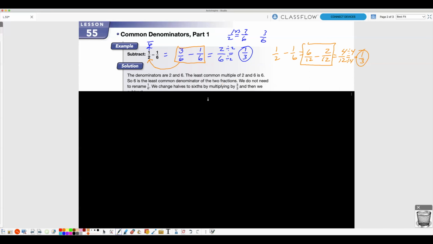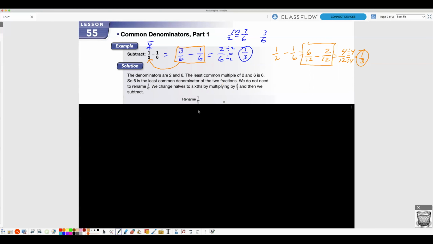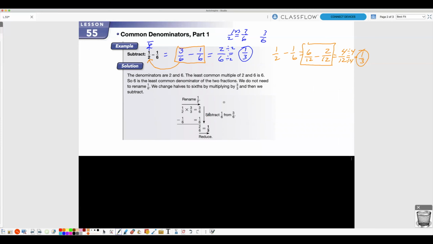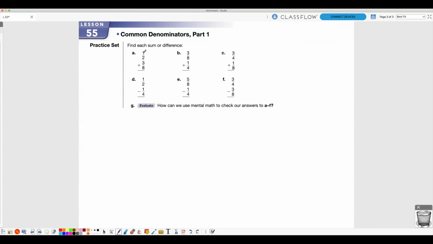But we do not need to rename the 1/6 in this case. We can change halves into sixths by multiplying by 3/3, and then we subtract. So renaming it, like I said before, 3/6. So then it'd be 3/6 minus 1/6, which is 2/6, and reduces to 1/3. All right, let's try some of those. Letter A, 1/2 minus 3/8.